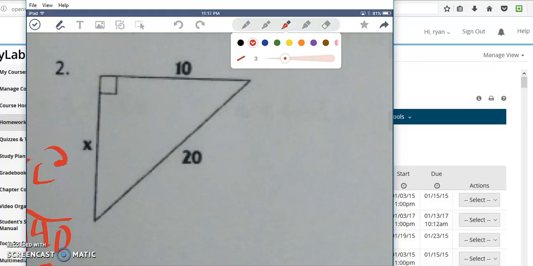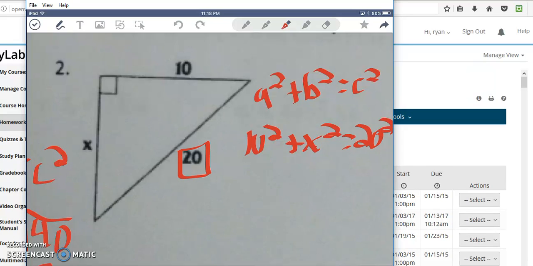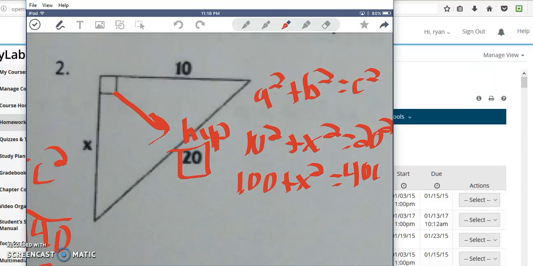Again, I want you to pause the video and do this on your own. After you get done with it, press play again and see if you get the right answer. If we set this up, then we end up with 10 squared plus x squared is equal to 20 squared. Remember, 20 is the C, the hypotenuse, directly across. So we end up with 100 plus x squared is equal to 400.